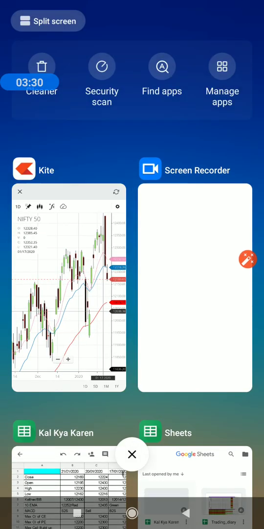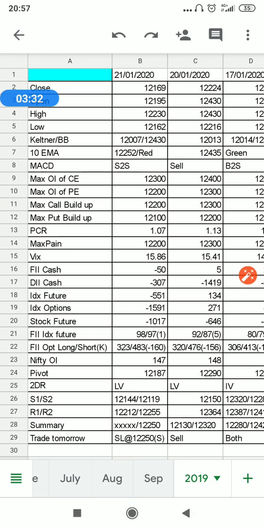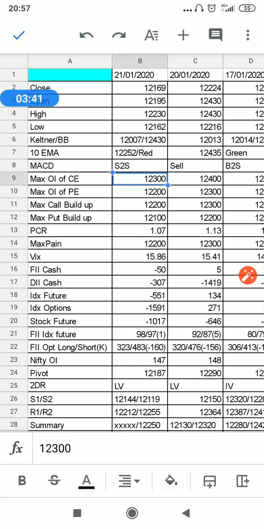Now let's look at the open interest, because price is one part. I also have to look at the volume, and in this case it will be open interest. If you look at the maximum open interest of call, it is now standing at 12,300. Till yesterday it was at 12,400. Now it has shifted to 12,300, which is bearish.